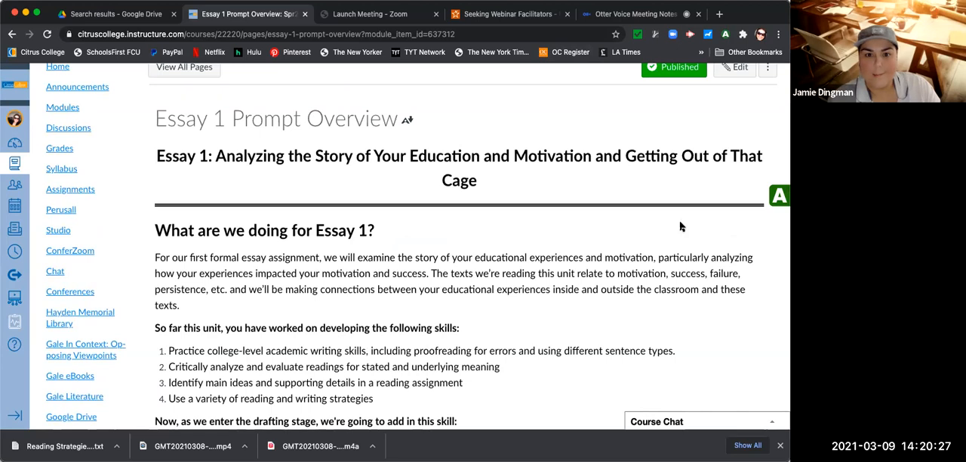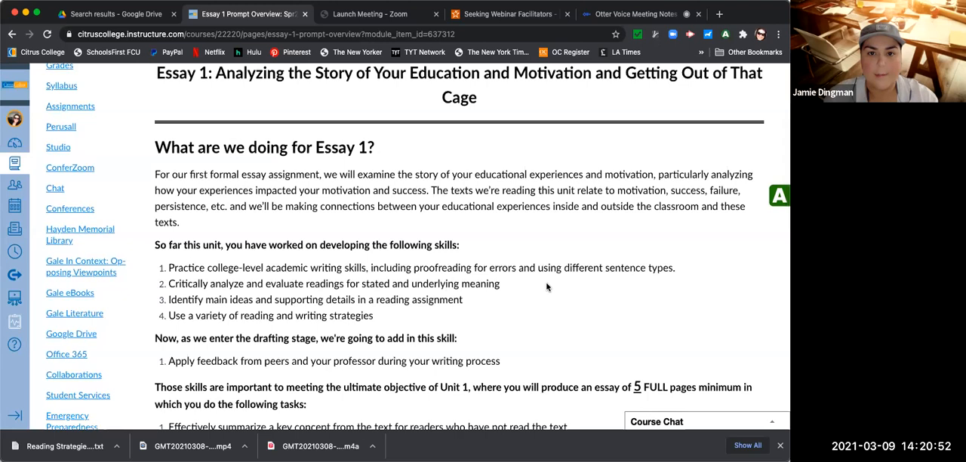All right, so the title of this essay is Analyzing the Story of Your Education and Motivation and Getting Out of That Cage. So as I explained earlier, when you first started, this class is kind of based on a theme, and our theme is storytelling. And so for the very first essay, we're going to be telling the story of ourselves in our education. So let's go through this prompt, and I'll break it down for you all so that you understand exactly what you're supposed to be doing for this essay.